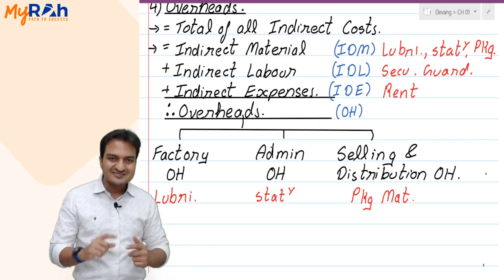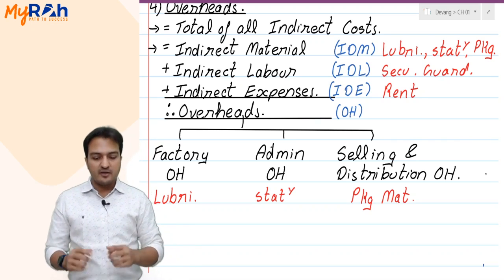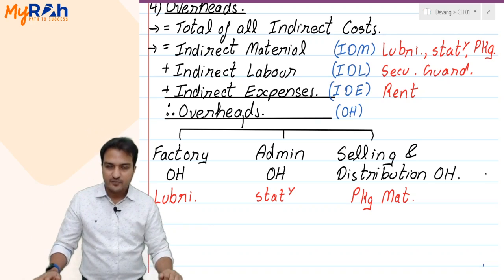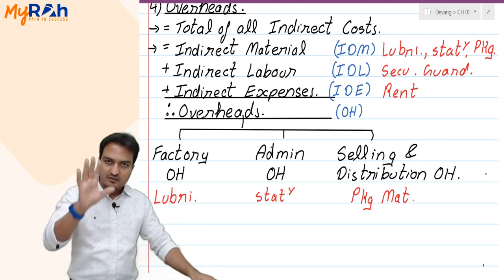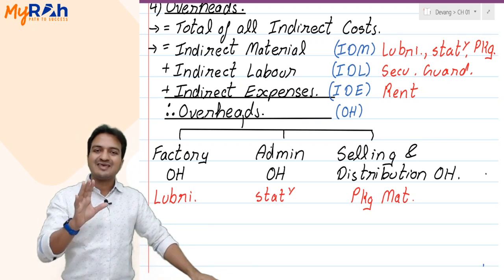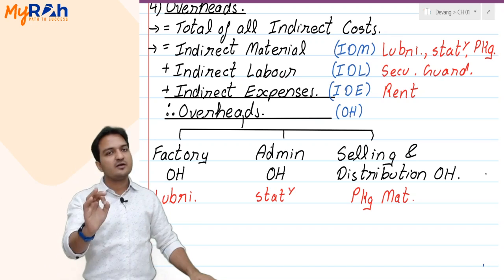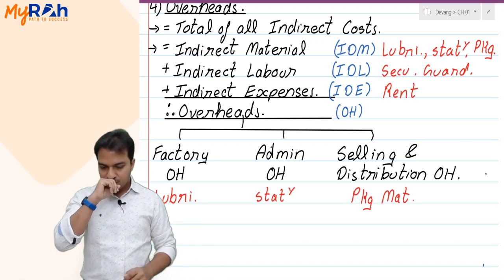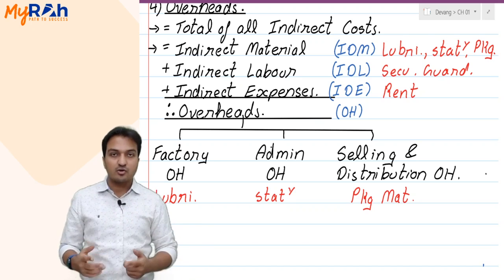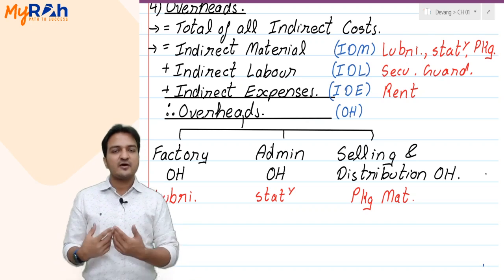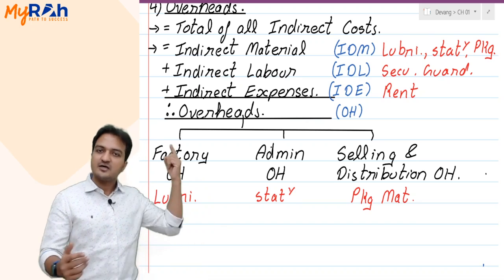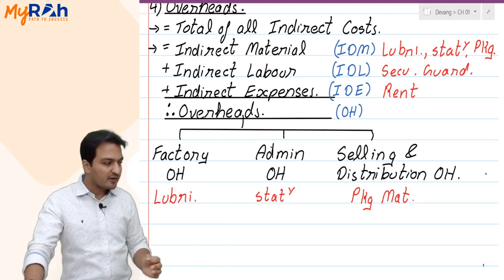So now based on this, my next discussion will be to make a cost sheet. Cost sheet is a format in which you will calculate a total cost. Now, to calculate that total cost, you need to first classify the cost under different ways. These are the classifications we will use.